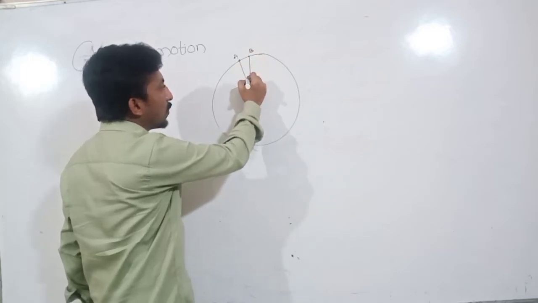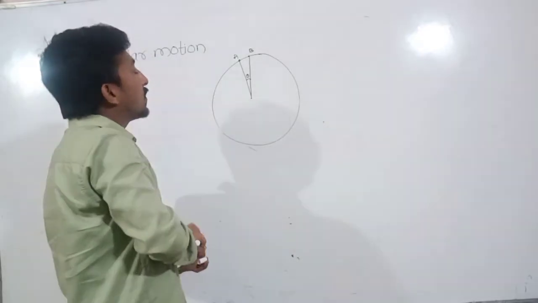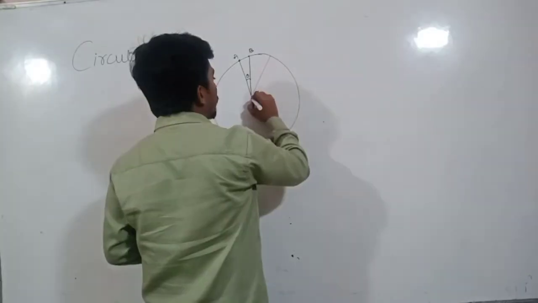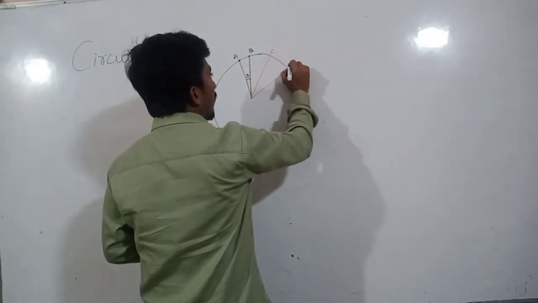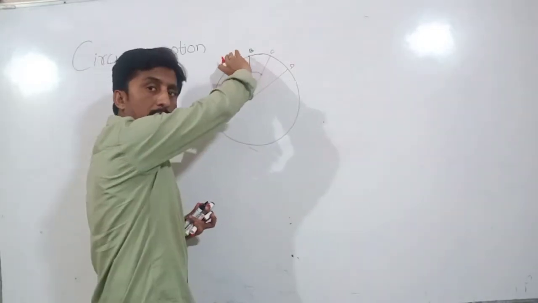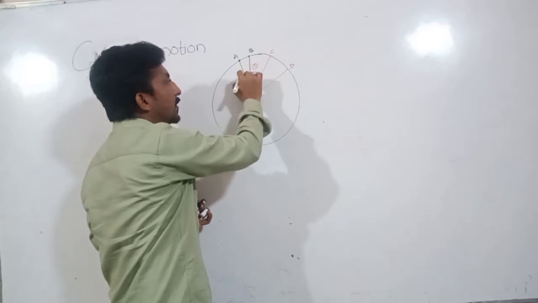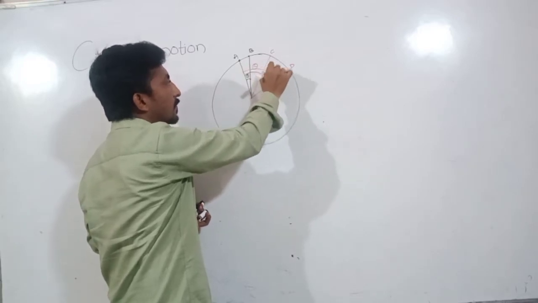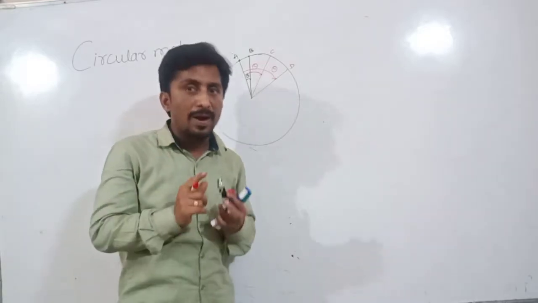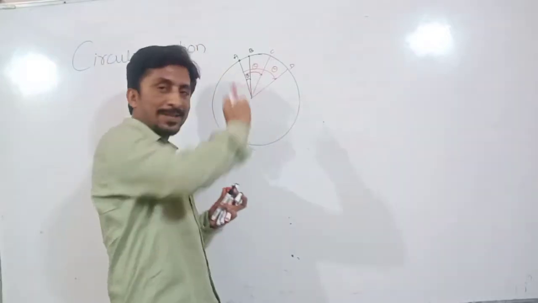Okay, what does it do? It makes some angle theta. Suppose after some time, this particle comes to position C, position D, likewise. And every time, as it will move away from the starting point, angle will go on increasing. So what you see, when the particle move along the circular path, it makes an angle at the center.